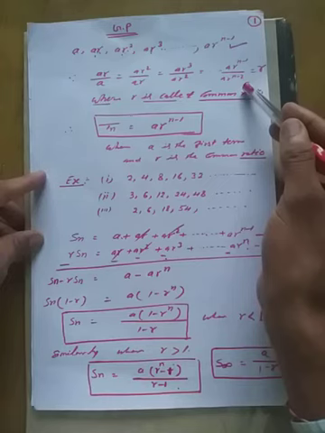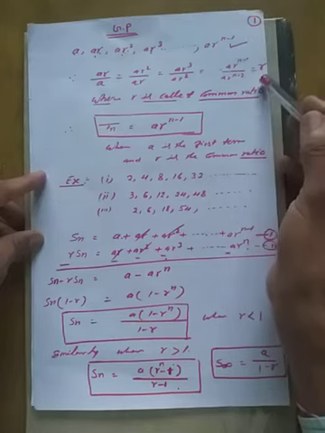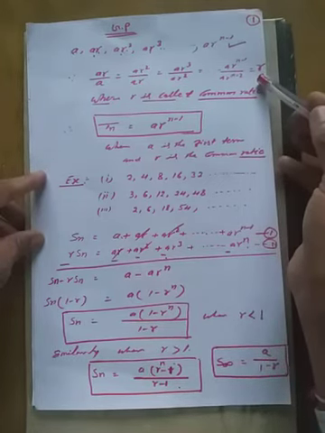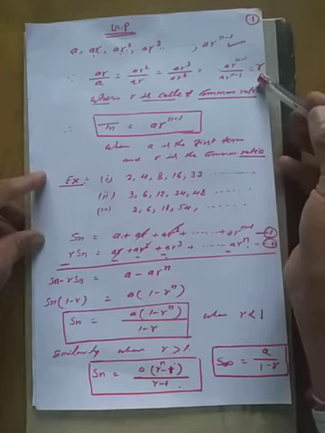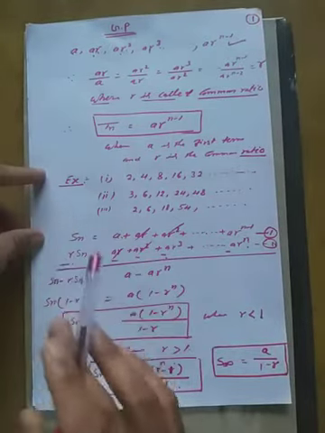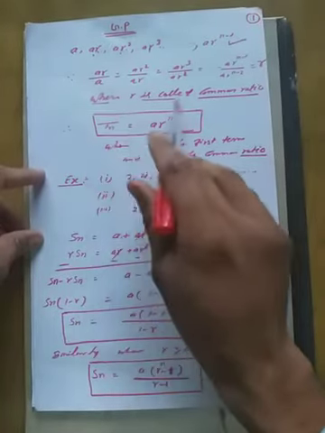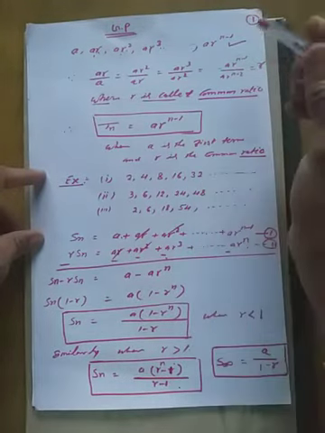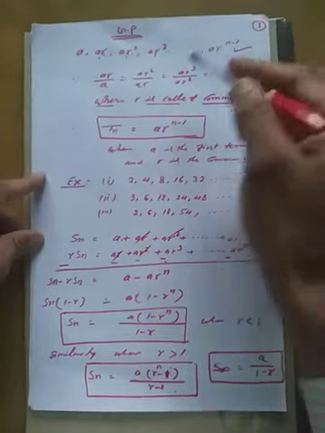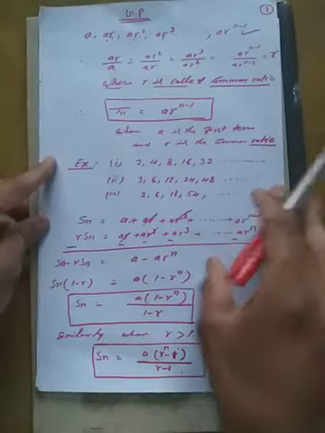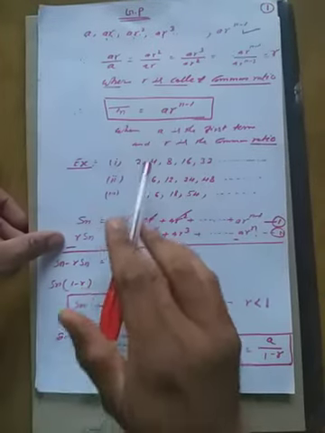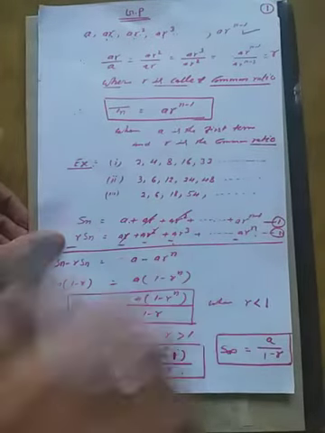equal to r, right? Okay, where r is called the common ratio, so ar to the power n minus 1 is the nth term of geometric progression, where a is the first term and r is the common ratio.